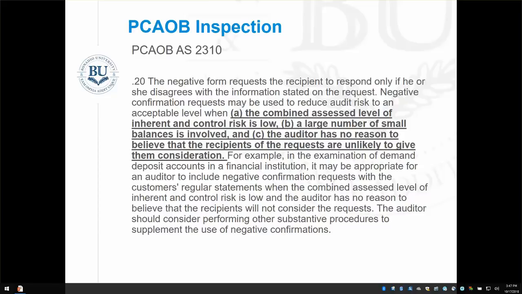There's a large number of small balances involved, and the auditor has no reason to believe the recipients of the request are unlikely to give them consideration. So again, we had documented A through C in some way, shape, or form. The clarity of it is a judgment call, and so there was a little bit of discussion as part of the review as to whether or not we had done all of that. And again, in our mind, we did do this.